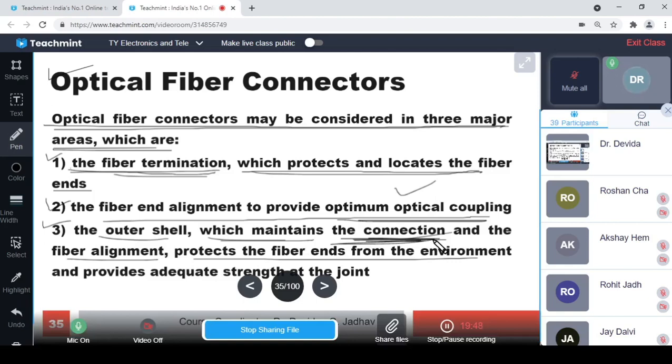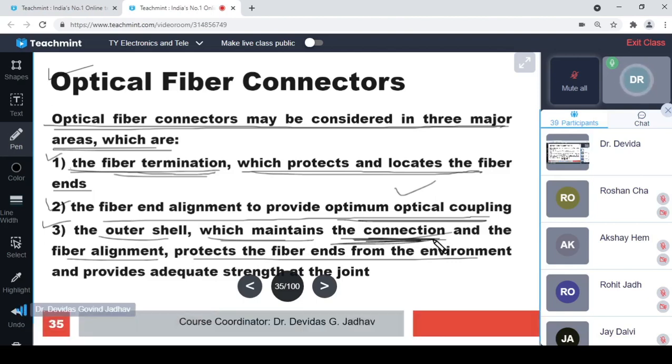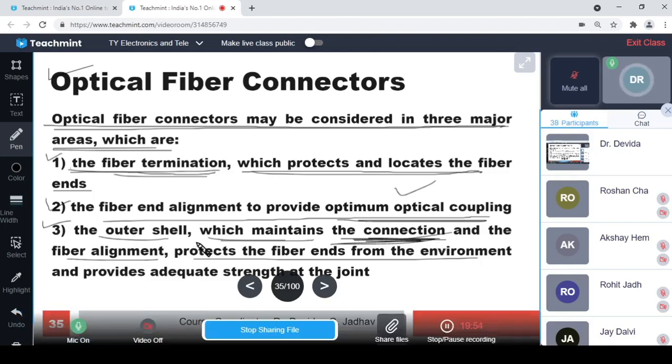So in the micrometric gap, a very small gap may be there, but it is maintained, and for that the connector is helping. The connector is for coupling the optimum power, and the connector is for holding the fiber, and the outer shell is maintaining the connection, maintaining the fiber alignment, protecting the fiber ends from the environment, and providing adequate strain to the joint.